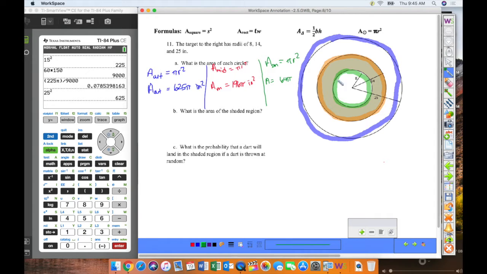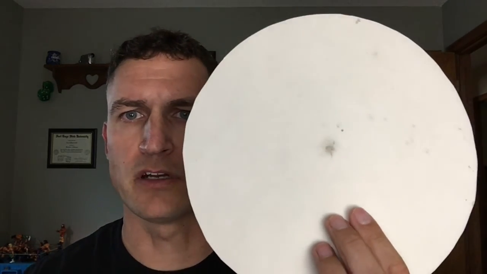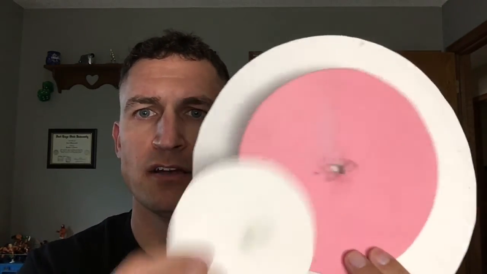So each little circle, the green guy, has 64 pi inches squared, and the red guy, aka the orange guy, and the outside guy. Well, what is the area of the shaded region? To find the area of the shaded region, it's pretty cool. You can see here that the target is made up of 3 different circles. You've got this giant outside circle right here, and then the inner circle, I could call it the middle circle, and then you've got the small inside circle right here.